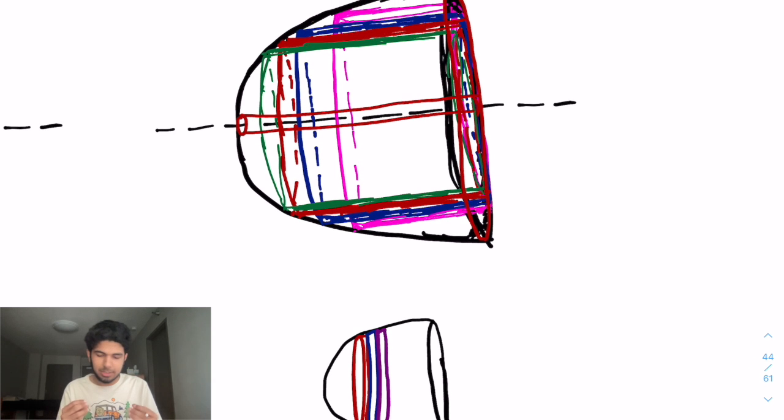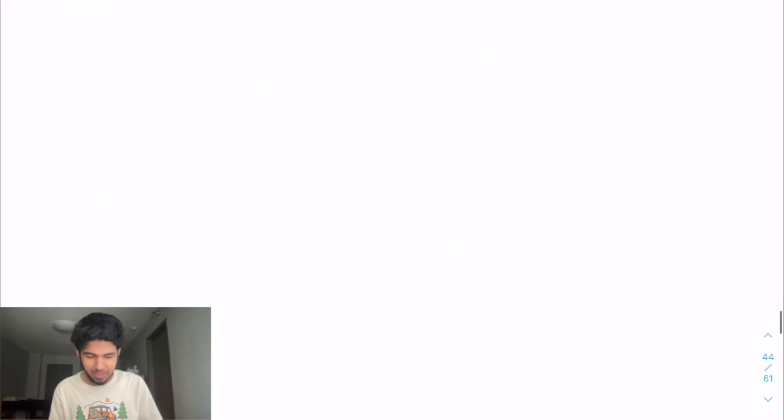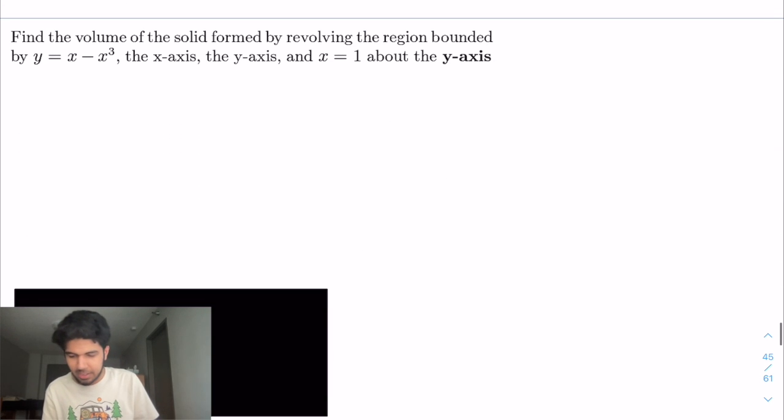Here, these are being stacked on top of each other. With the shell method, they're nested inside of each other. So that's a lot of explanation, but hopefully you're beginning to visualize what's going on. And with that, we're going to try to solve some problems. Yeah, let's get into it.